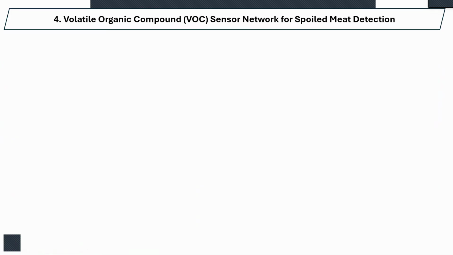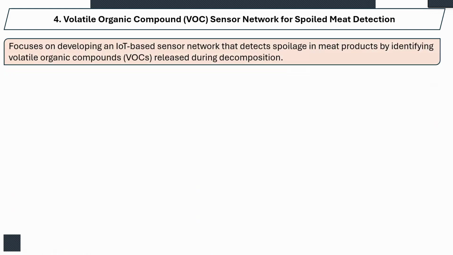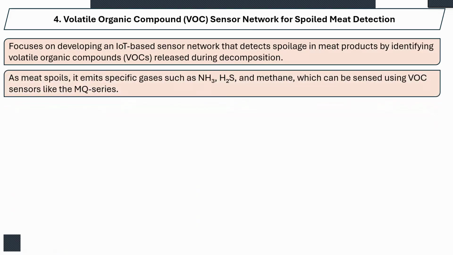Here the project focuses on developing an IoT-based sensor network that detects spoilage in meat products by identifying volatile organic compounds released during the decomposition. So as the meat spoils, it emits specific gases such as ammonia, hydrogen sulfide and methane, which can be sensed using VOC sensors like the MQ series. That is, the MQ series is nothing but MQ 135, 136 or 138.